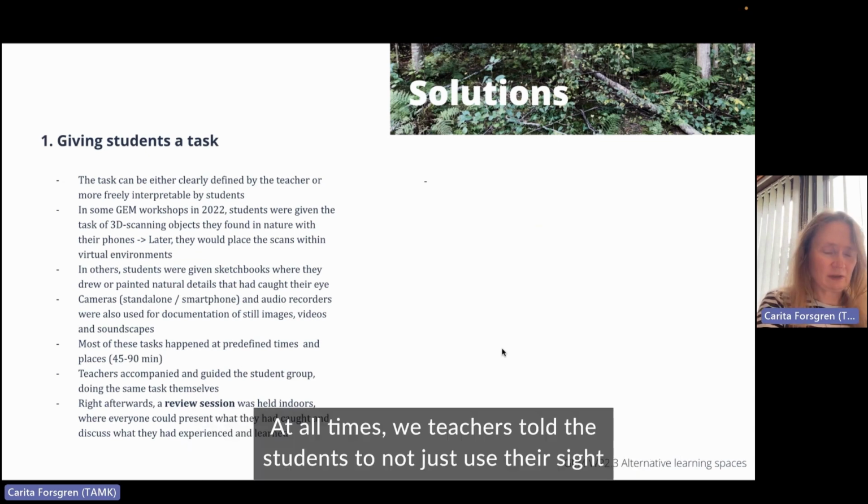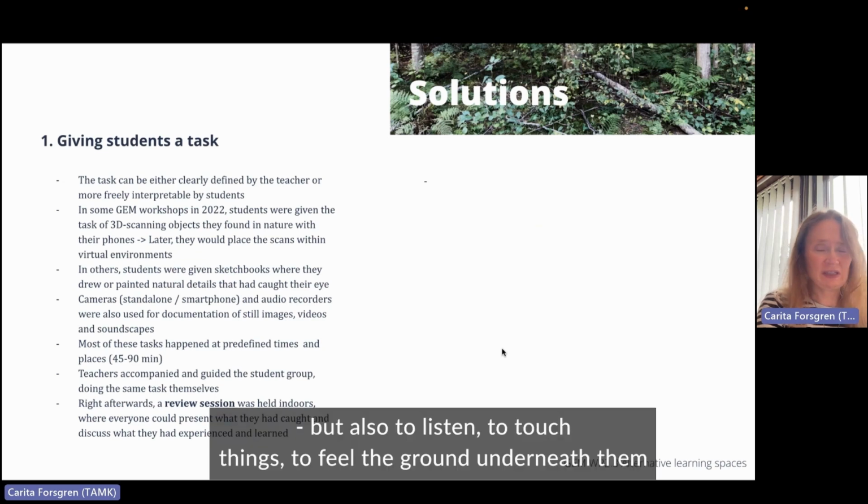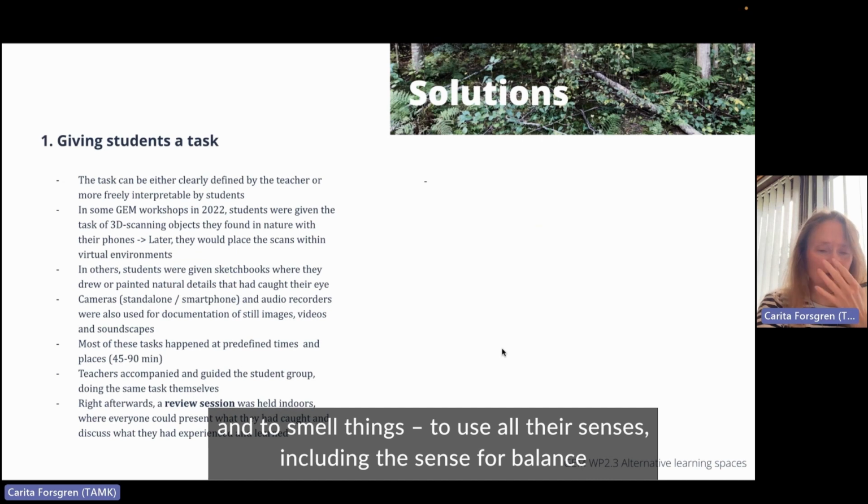And at all times, we teachers try to tell students to not just use their sight, but also to listen, to touch things, to feel the ground underneath them, and to smell things. So to use all their senses, including the sense for balance.